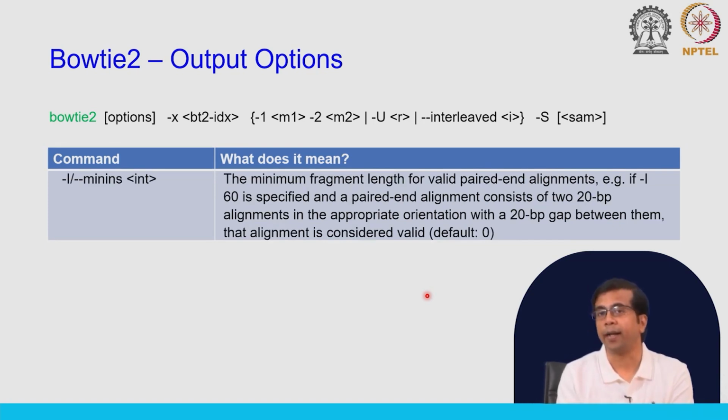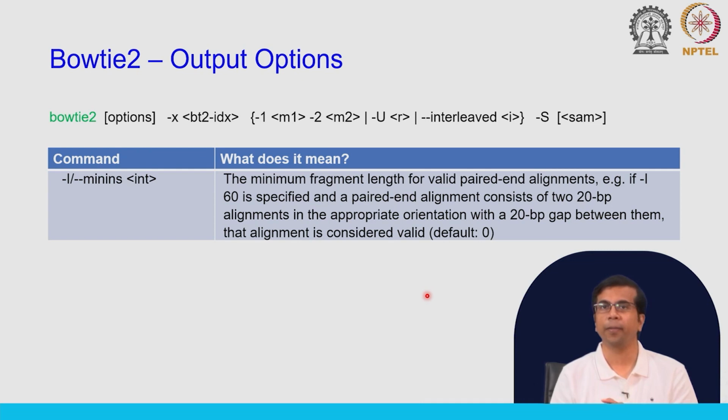These are called minus I options. This again specifies the fragment length in case of paired end data. It specifies the minimum fragment length that it requires to call a valid alignment. Imagine a situation where you have specified minus I as 60, so you have minus I followed by the number 60. This is the integer saying that the fragment length should be a minimum of 60 base pairs.